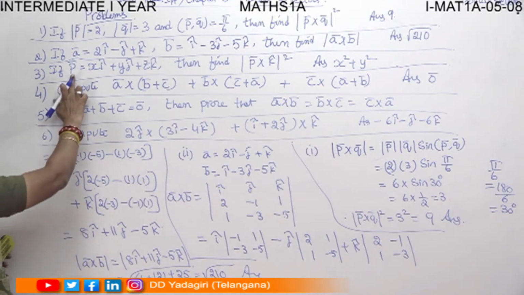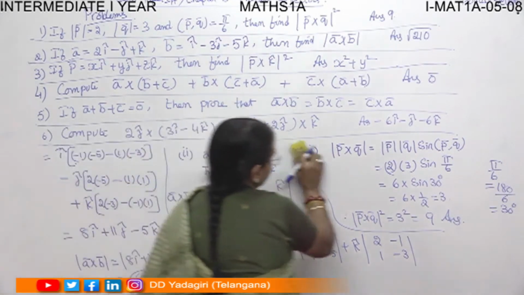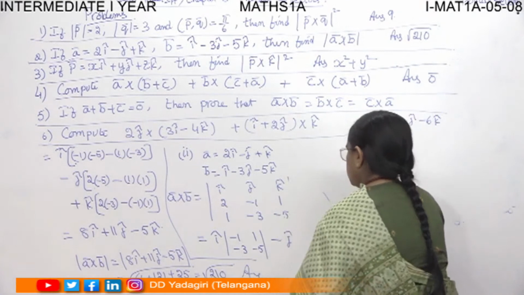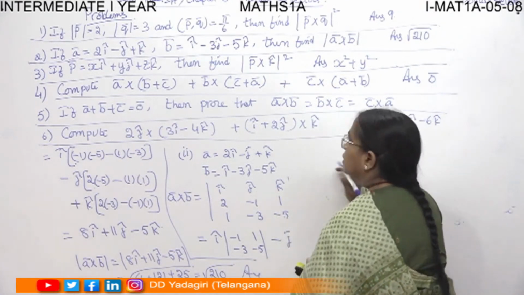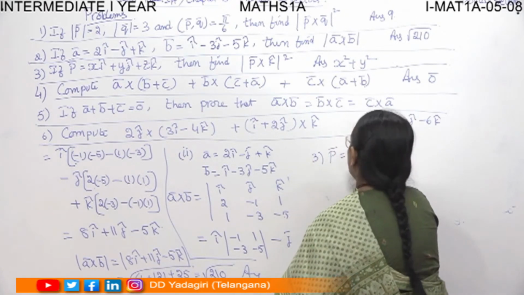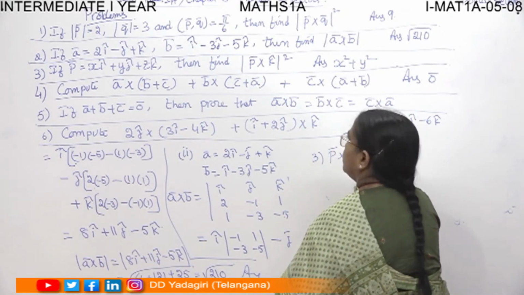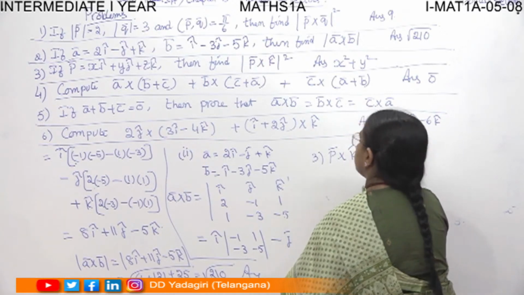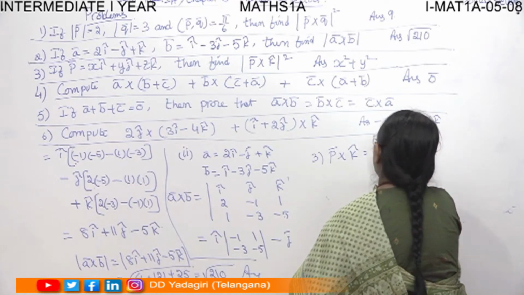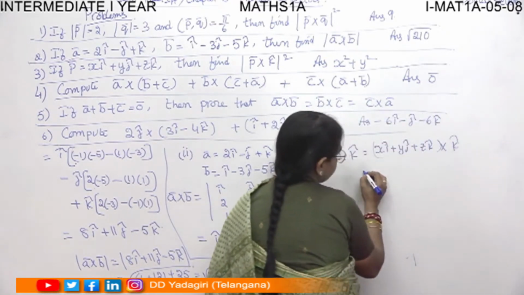Now the third one: P is given, find P cross K whole square. So again, you can directly do P cross K. So what is P cross K? P is equal to xi plus yj plus zk, so P cross K is equal to xi plus yj plus zk cross k. So take term by term cross product.